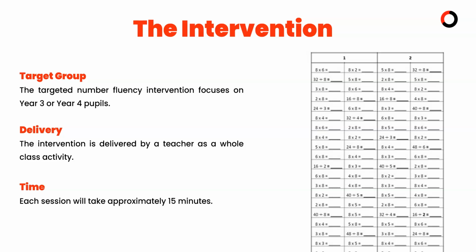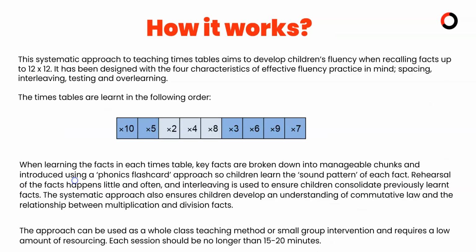So the intervention is a targeted number fluency intervention which focuses on Year 3 and 4 pupils. It's delivered by a teacher as a whole class activity, and each session will take approximately 15 minutes. How it works. So this systematic approach to teaching times tables aims to help develop children's fluency when recalling facts to 12 times 12. It has been designed with 4 characteristics of effective fluency practice in mind. It's spacing, interleaving, testing, and overlearning.